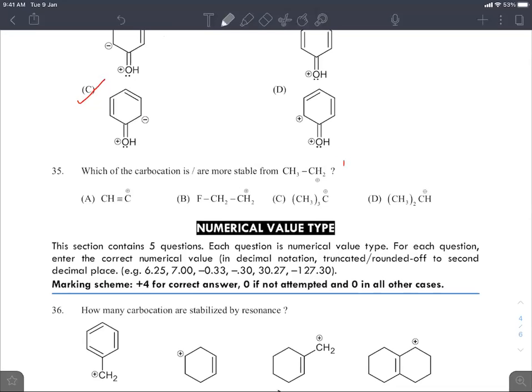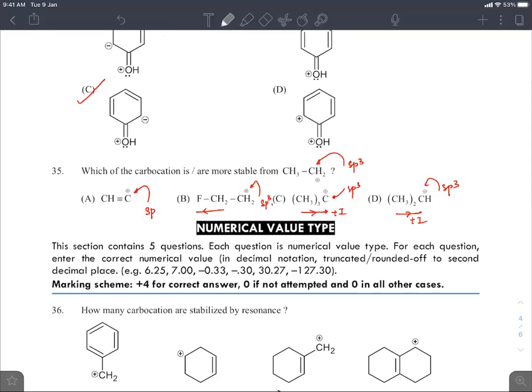Which of the following carbocations is more stable from this one? We can see that this is coming from an sp3 hybridized carbon. This is coming from an sp hybridized carbon. Here, this is sp3 with an electron withdrawing group. Fluorine is electron withdrawing by nature. Here this is coming from sp3, and there is strong support of plus I groups, and here also we have plus I groups. It is also coming from sp3 and it has strong support of plus I groups.